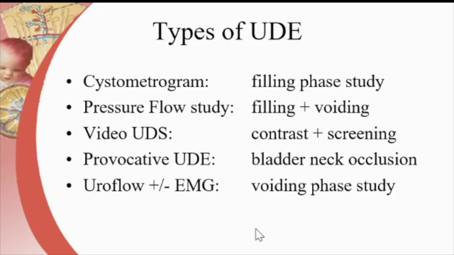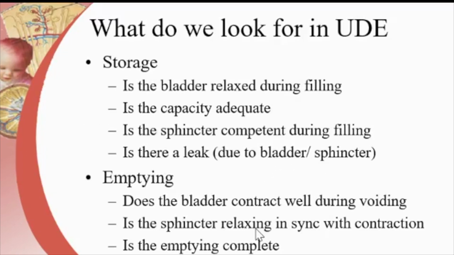First, you understand there are different types. Cystometrogram is a filling phase study where you essentially look at the filling phase of the bladder. Pressure flow study is a filling and voiding phase study. Video urodynamics is where you instill contrast and also do a screening, and sometimes you may be able to capture the urodynamic image of the bladder in the graph itself with special advanced software. Provocative urodynamics is where you occlude the bladder neck and try to overcome the bladder neck incompetence. And the uroflow EMG is a type of urodynamics where you look at the voiding phase.